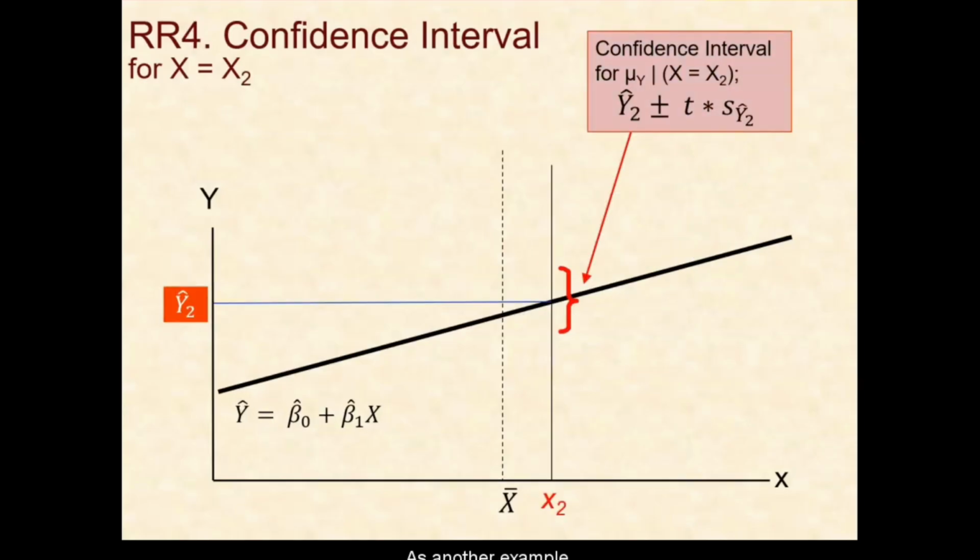As another example, this is the confidence interval for the process mean of y given a different value of x, x2, shown by the red bracket. It is centered at y hat 2, which is the value of y hat when x equals x2. It extends above and below y hat 2 by an amount t times s sub y hat 2. The standard error, s sub y hat 2, is the standard error of the sampling distribution of y hat when x equals x2.